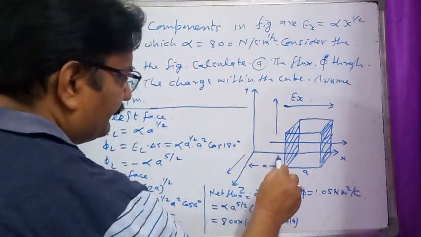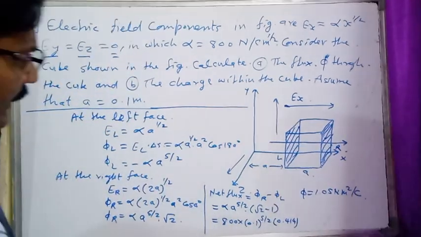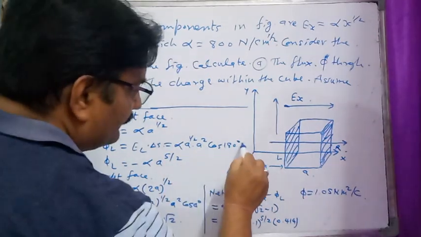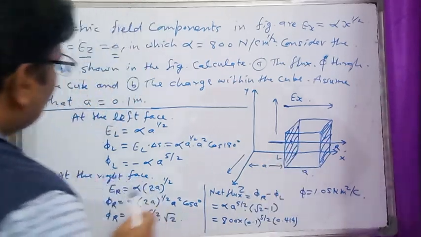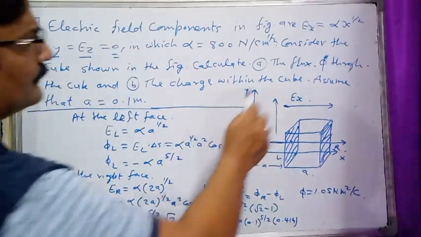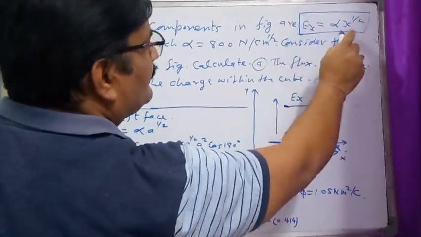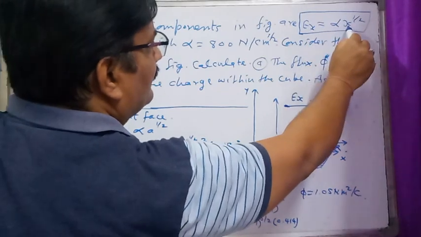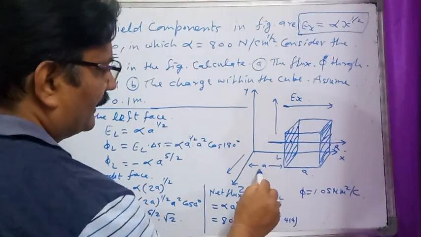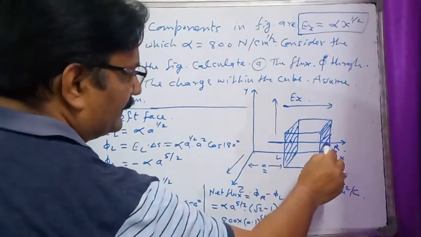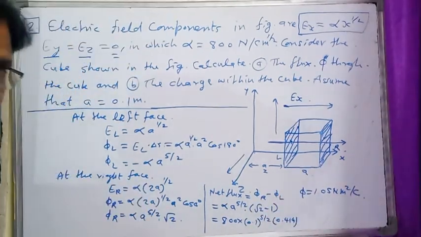This is left face of the cube and this is right face of the cube. Here you can see electric flux is entering inside the cube from left face. This is the direction of electric field. But the value of the electric field is not uniform in the region. Here you can see in this expression, value of the electric field is dependent on the value of x. And for the left face of the cube, value of x is a, and for the right face of the cube, value of x is a plus a, that is 2a.